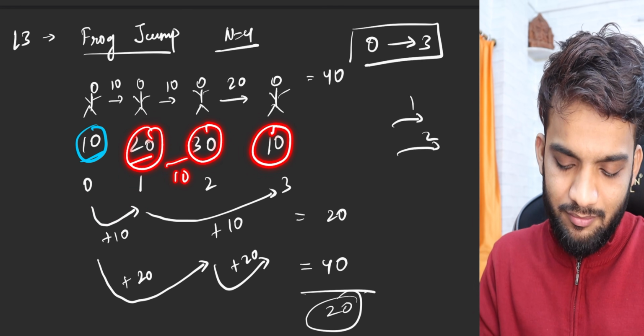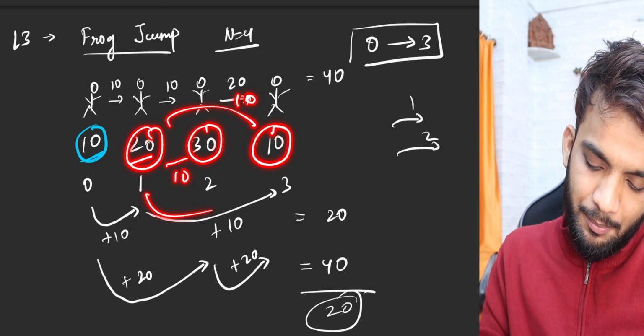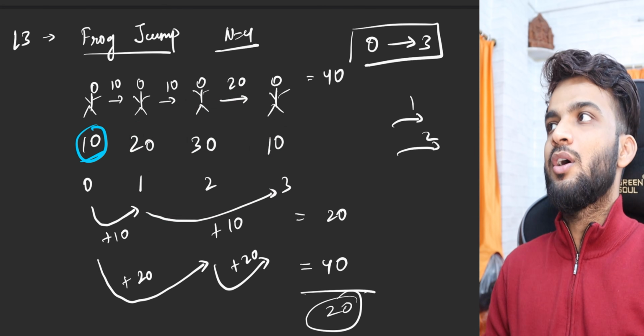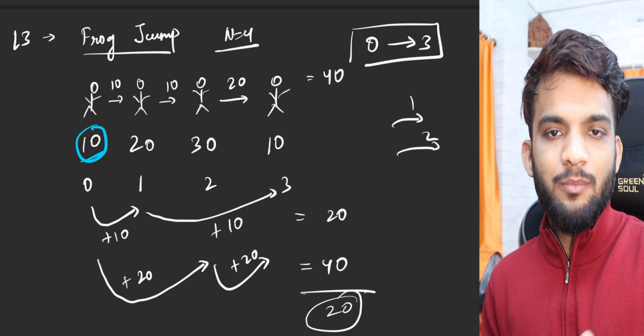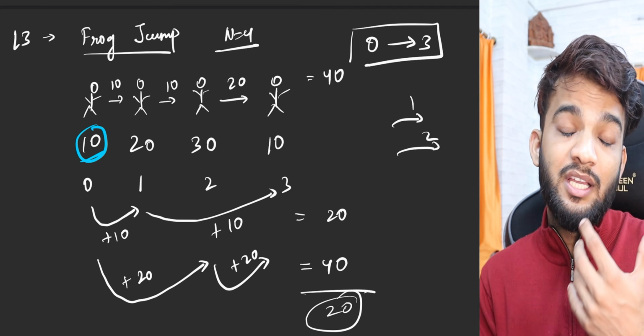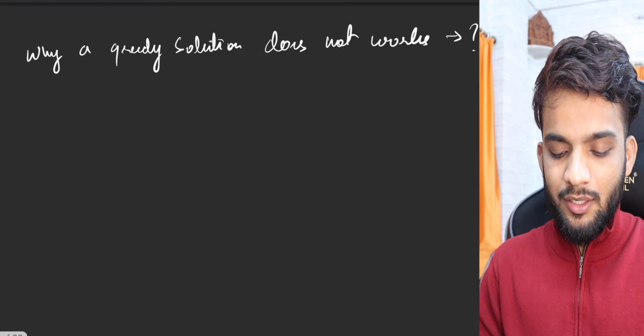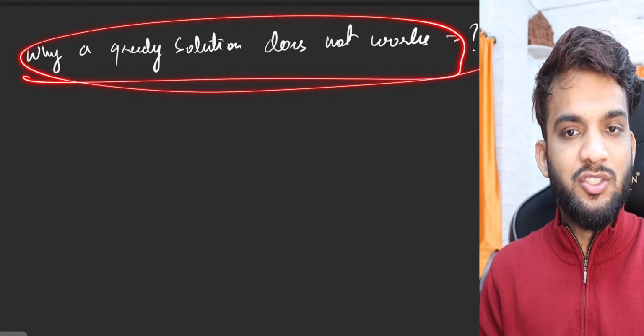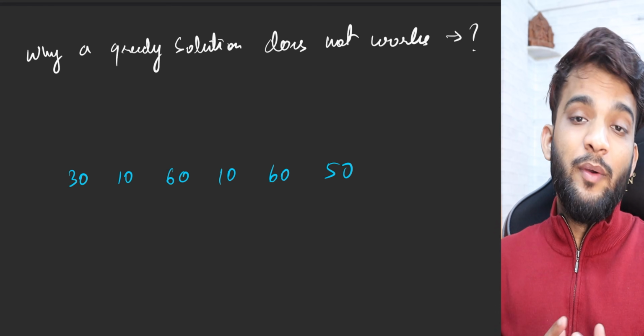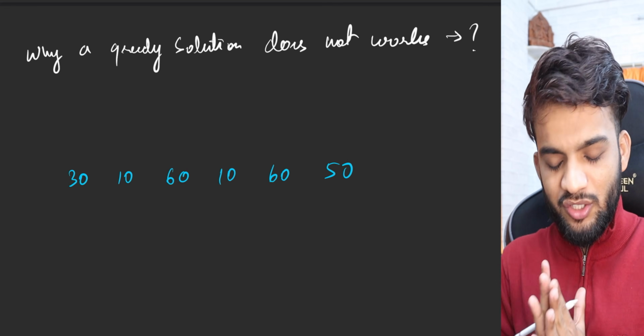Both are taking 10, so you can jump anywhere, so you jump. This is greedy. Basically, when you are moving, you try to make the minimal possible jumps, whichever takes minimal energy, you try to jump that. But why a greedy solution doesn't work, let's check that out. Now when I say a greedy solution doesn't work out, let's check this test case.